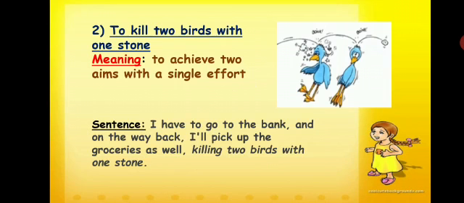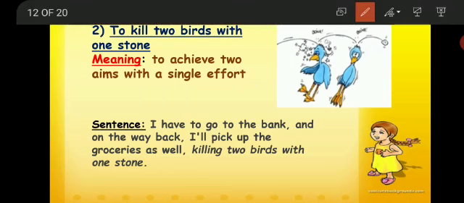Now if we look at the sentence, I have to go to the bank and on the way I'll pick up the groceries as well. So in one way you did two works. You went to the bank and you also did the grocery. So in this way you achieve two aims. So you may write like this, killing two birds with one stone.